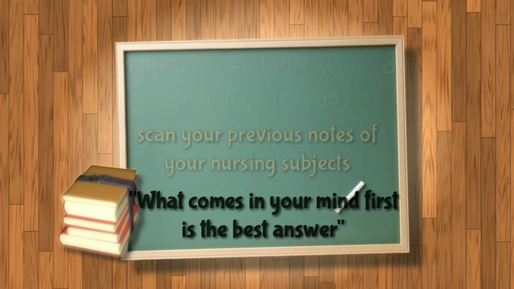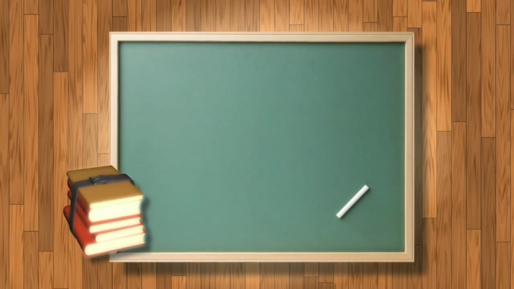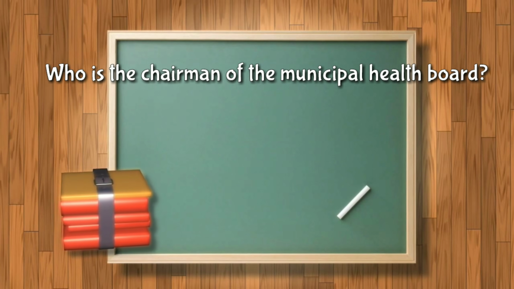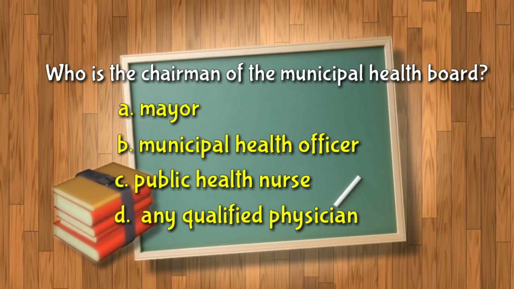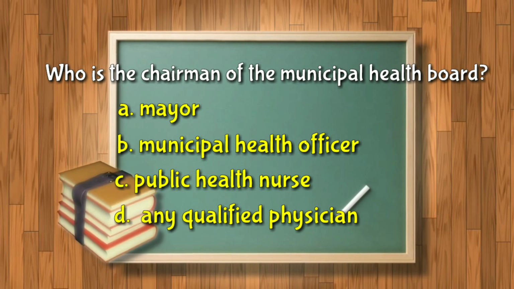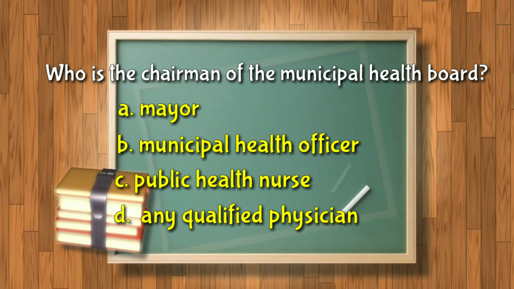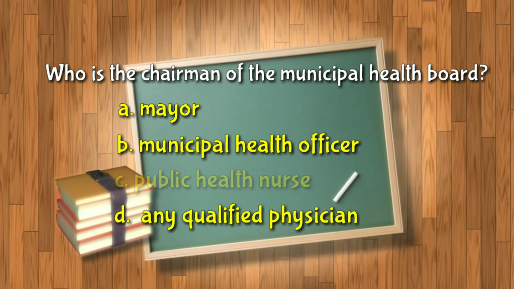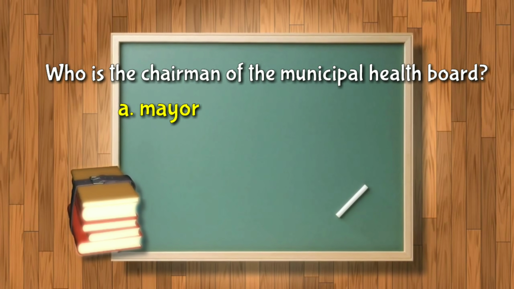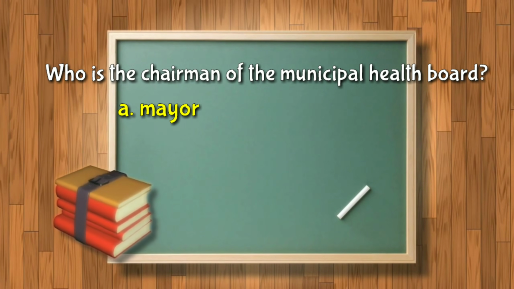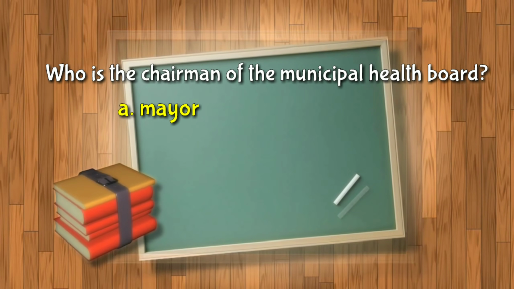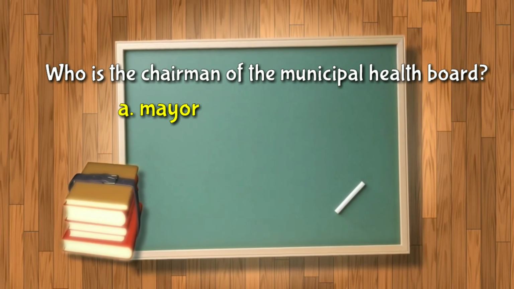So here's another example, one very simple question from the nursing licensure exam. Who is the chairman of the Municipal Health Board? If you are already familiar with this, what comes to your mind first is the possible correct answer. Just by looking at the choices below, the correct answer is the mayor. This information must already have been discussed during your nursing course, so you must be aware of this kind of knowledge. The local executive serves as the chairman of the Municipal Health Board, and that is the mayor.